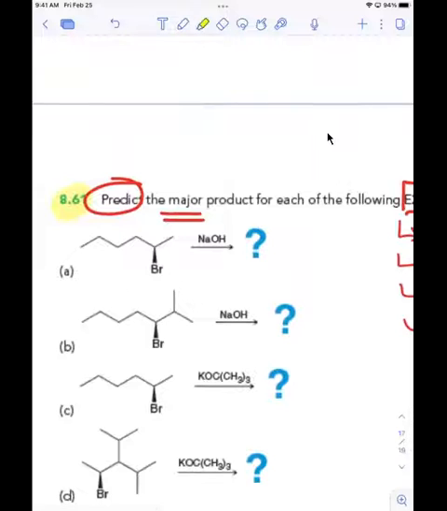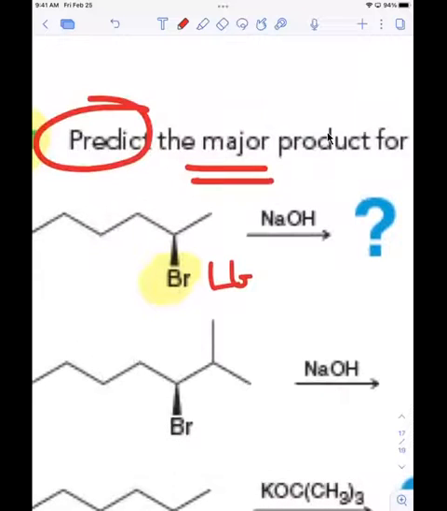Where's my leaving group? Bromine. This is my leaving group. Right? What does that mean for the alpha protons? Where are they? Directly adjacent. So on this carbon right here, and then the one on the left. I'm going to just write them in. All right, those are my alpha protons.